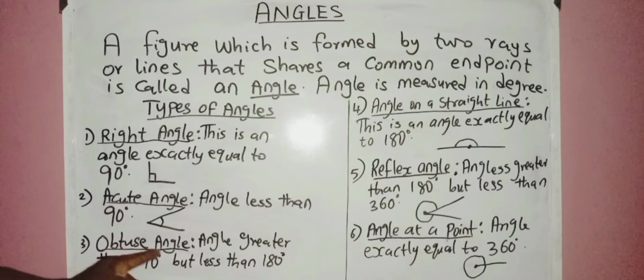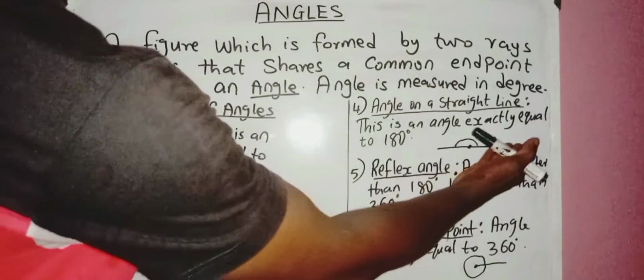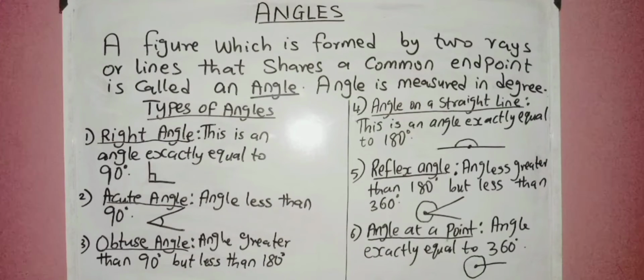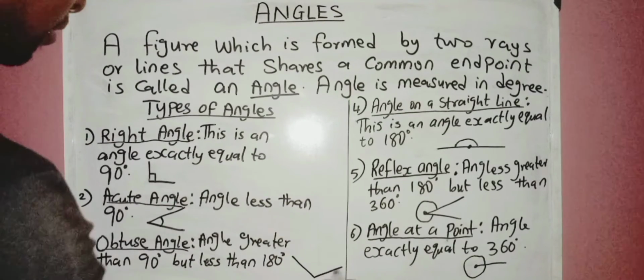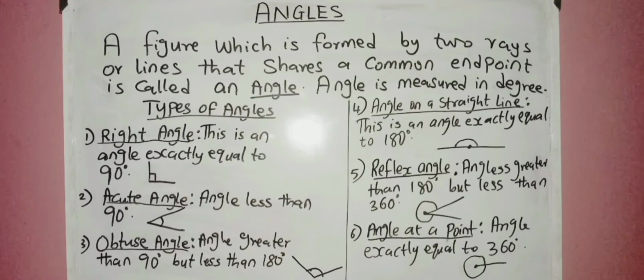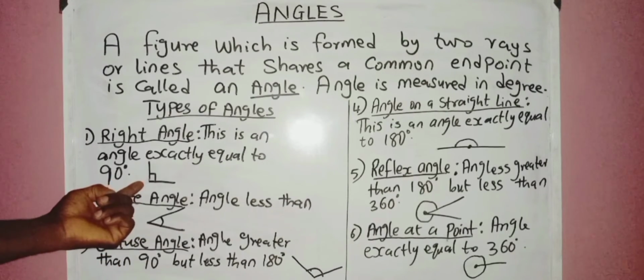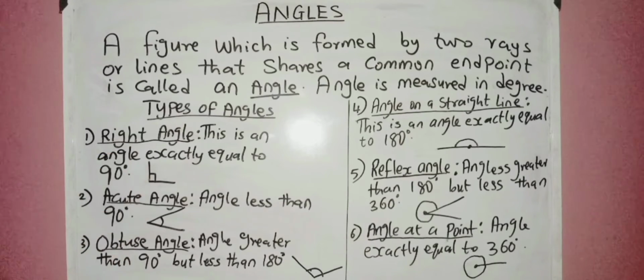So looking at obtuse angle. Obtuse angle is an angle that is greater than this 90 degrees, but not up to a straight line. That's why we say it is less than 180 degrees. And the angle will look like this. You can see the wideness is bigger than that of 90 degrees. That means it should be greater than 90 degrees, but not up to a straight line. That means less than what? 180 degrees.